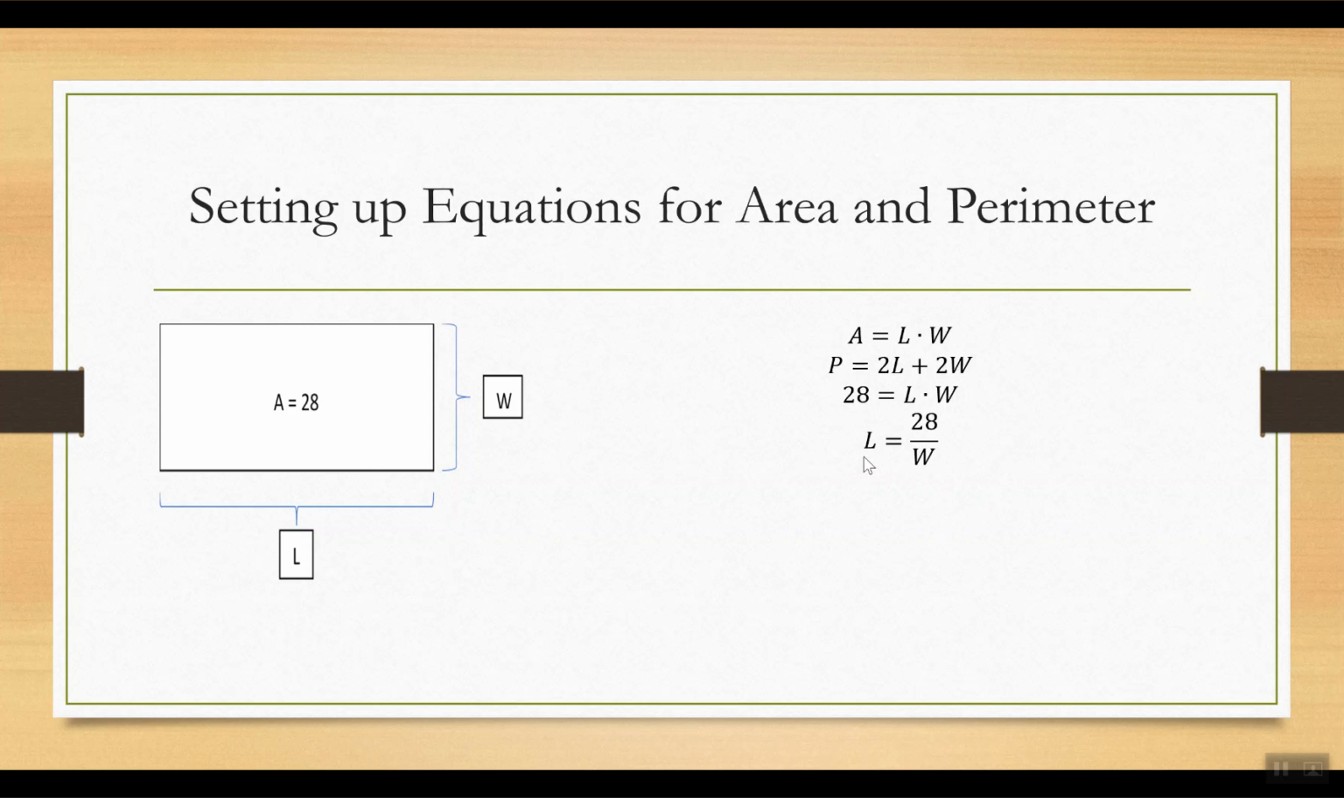Next step is we have to solve for the length in terms of the width. So we just want to make sure we only have one variable in the perimeter equation. So we sub this back into the perimeter equation. So then we have the perimeter is equal to 56 divided by w plus 2w. And then we simplify it further.